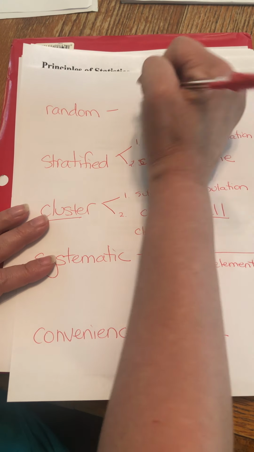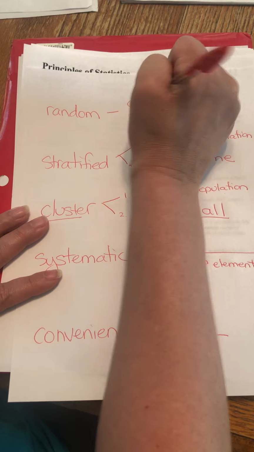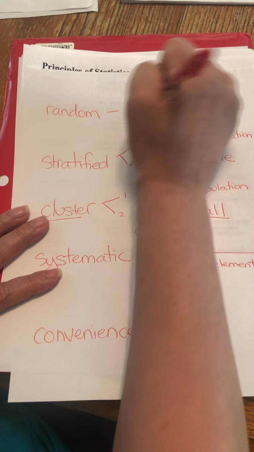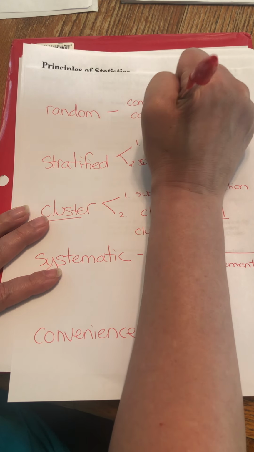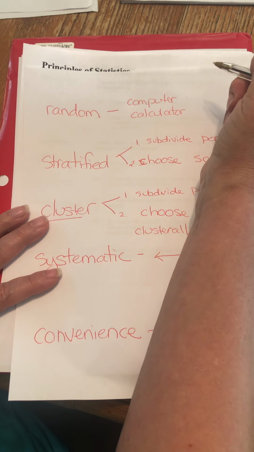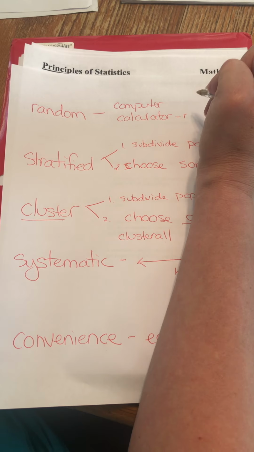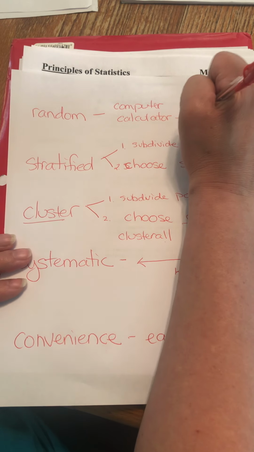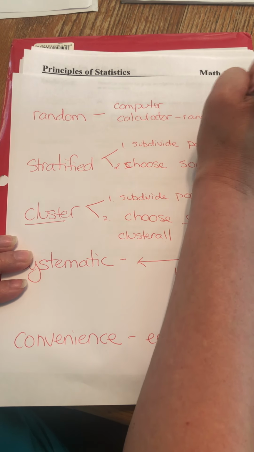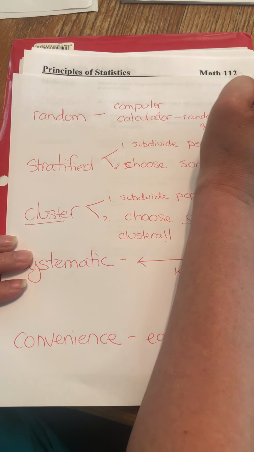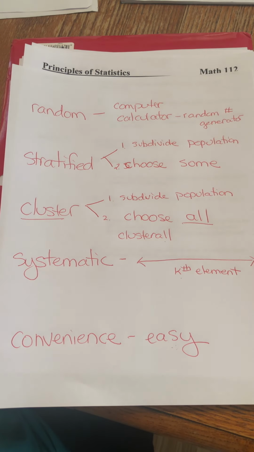Random is usually like either a computer or a calculator. A computer or a calculator are the two most commonly used for random. On a calculator, you use something called a random number generator. All right, let's see if that helps.